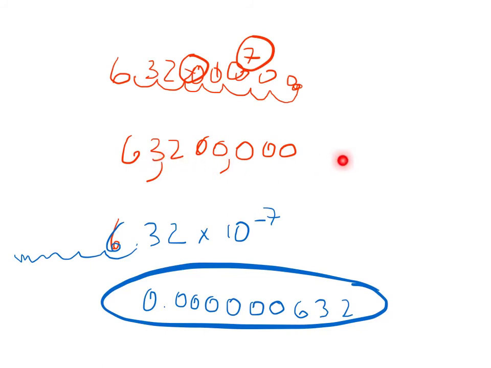Here we moved the decimal to the right and made the number larger because it was a positive exponent. Down here we moved the decimal to the left and made the number smaller because it was a negative exponent.